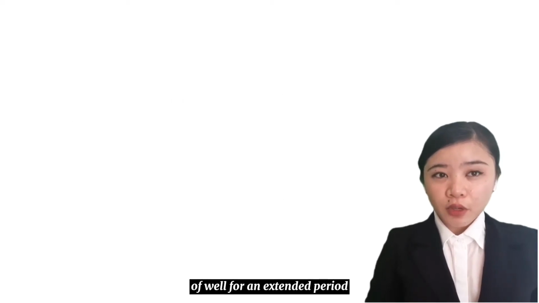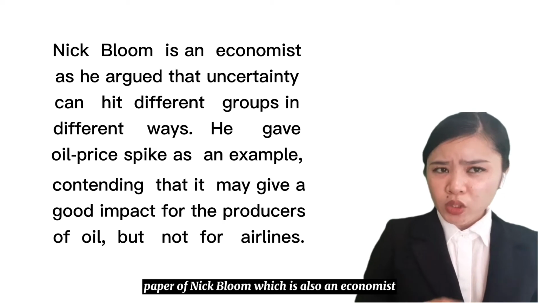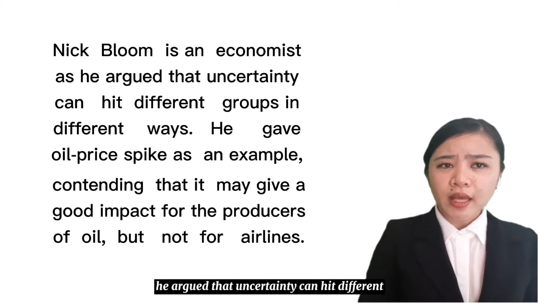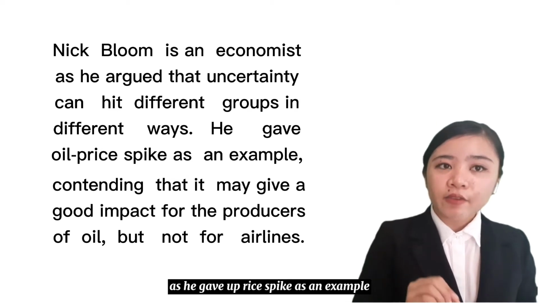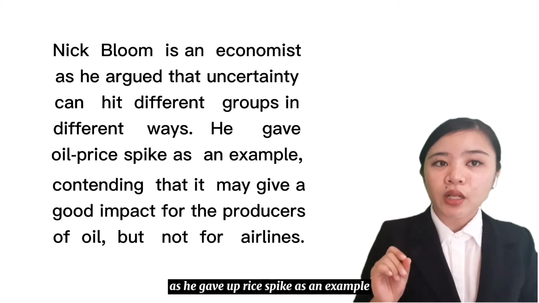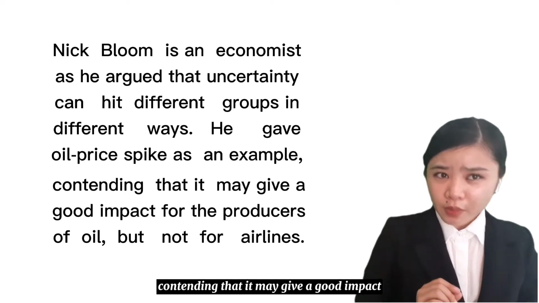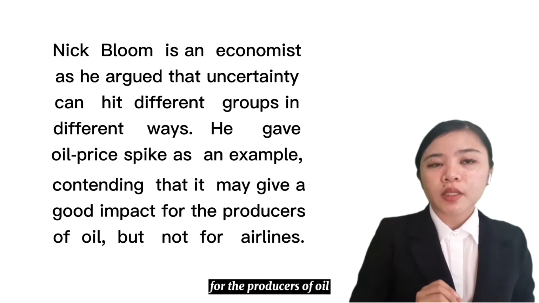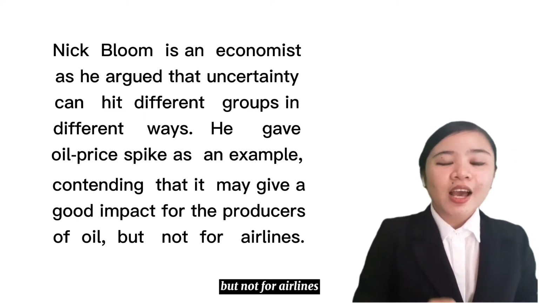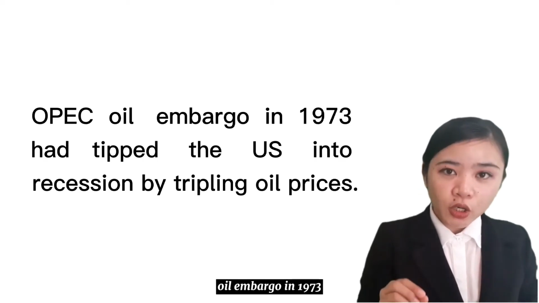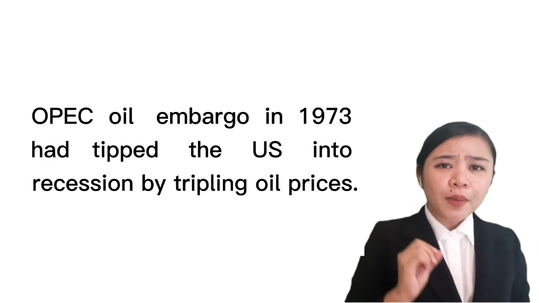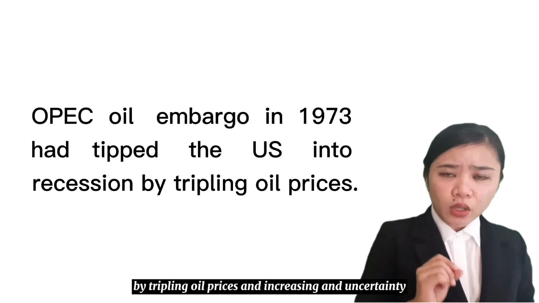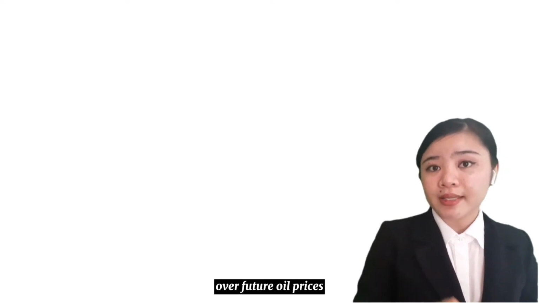for an extended period. In the paper of Nick Bloom, who is also an economist, he argued that uncertainty can hit different groups in different ways. He gave an oil price spike as an example, contending that it may have a good impact on the producers of oil, but not on airlines. As pointed out by Bloom, the OPEC oil embargo in 1973 had tipped the U.S. into recession by tripling oil prices and increasing uncertainty over future oil prices.